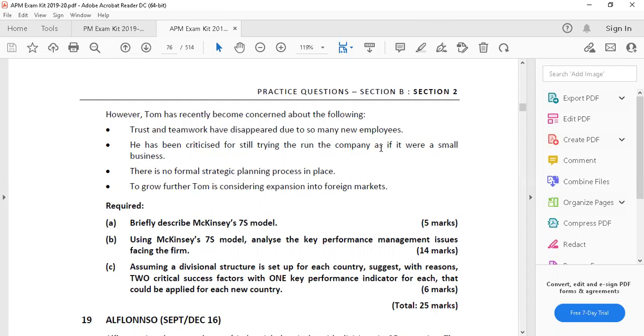So we need to explain the model, and then with specific reference to this particular organization, using McKinsey's 7S model, analyze the key performance management issues facing the firm. Then, let me put this in an Excel file.